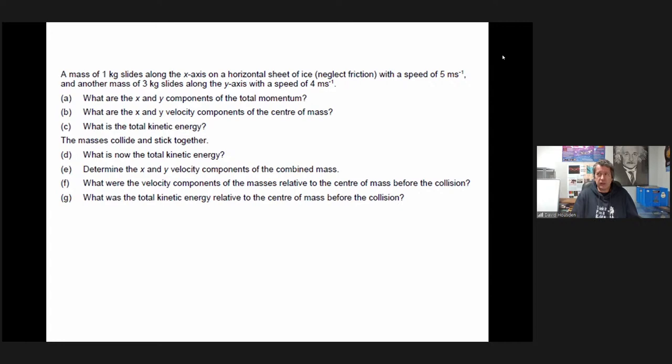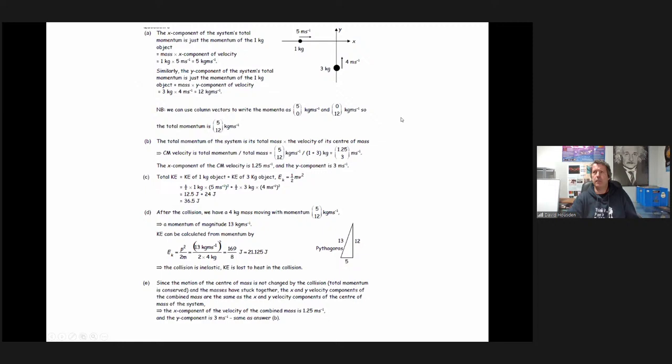And so the total momentum will have those components. So I'm just going to flip to the answer sheet and show that first part. Maybe I'll just turn on the little wizardy laser pointer thing. So here we go.